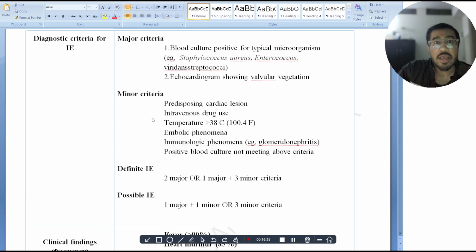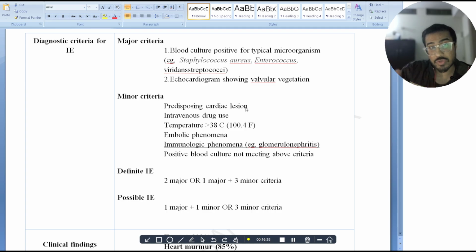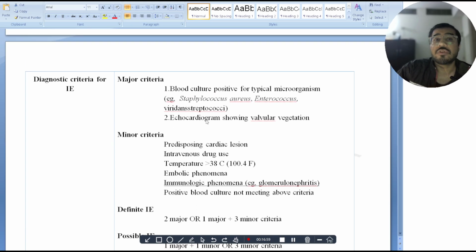So let's give it a read. Predisposing cardiac lesion is also a minor criteria. IV drug use, that's embolic phenomena. That is the one where you get cerebral infarcts, splenic infarcts, anything like that. Immunologic phenomena like glomerulonephritis, positive blood culture. So you just need to keep the major ones in mind, and the minor ones are automatically going to make sense to you. Like the skin findings, blood in urine, if the vegetations get launched off and they cause infarct at any region, like in the cerebral arteries, in the splenic arteries, anything like that. So yeah, it's going to make sense.